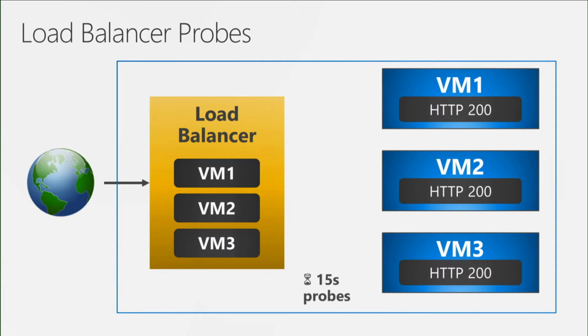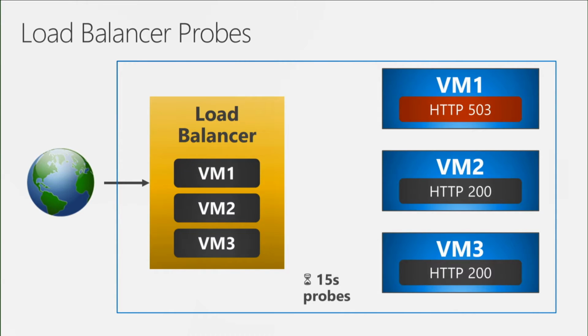Here I have three different virtual machines, VM1, VM2, VM3, and the load balancer knows about those three, and we've set up a load balancer probe so that the load balancer will end up probing all three of these VMs every 15 seconds. So when the load balancer sends a probe to those VMs and they all return HTTP 200, that tells the load balancer all these VMs are fine, you can direct traffic to any of them.